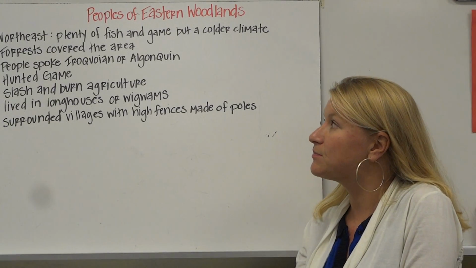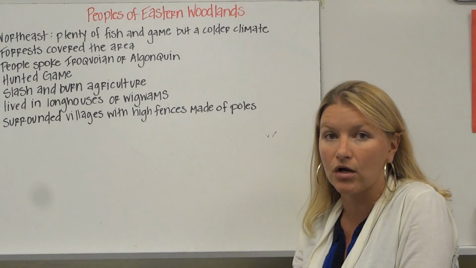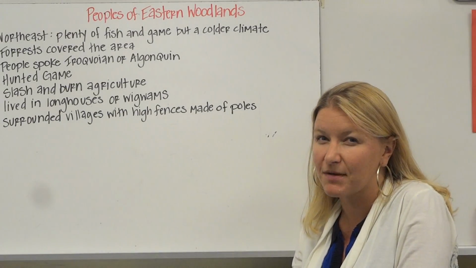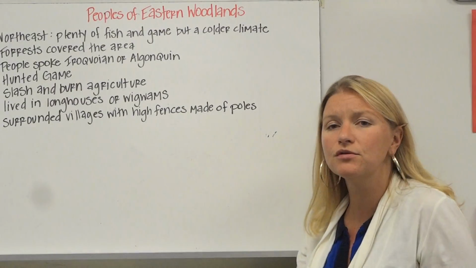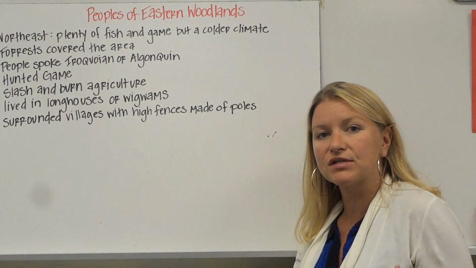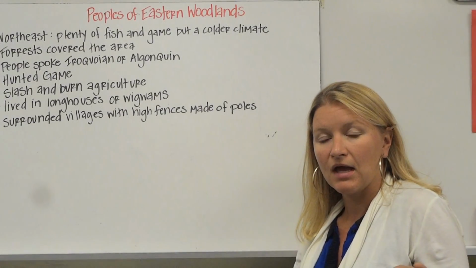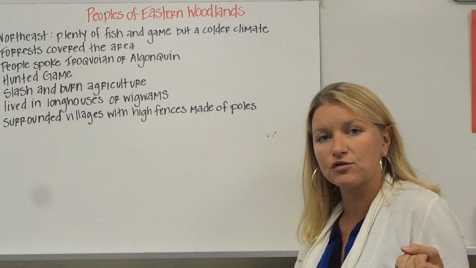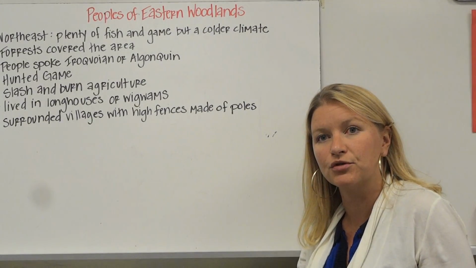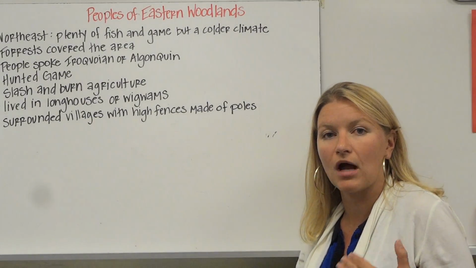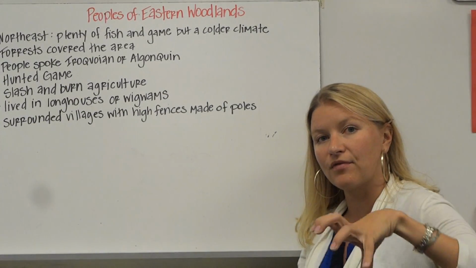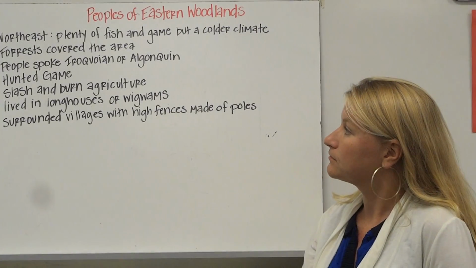They typically spoke Iroquoian or Algonquin. They were very dependent on the hunting of game, especially deer. They used a technique called slash and burn agriculture, which essentially they would burn their fields, and then after those fields were burnt, they would leave the ashes there, and those ashes would help to make the soil richer for crops in the future. So they rotated their crops every year based on that slash and burn agriculture.